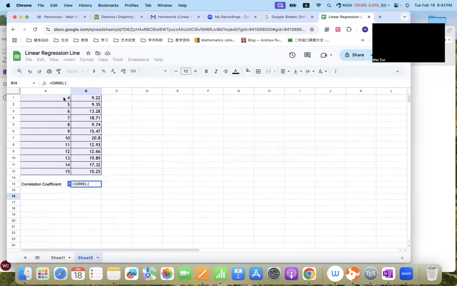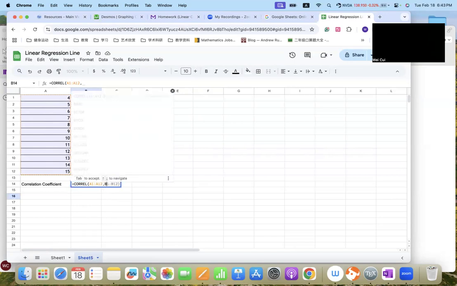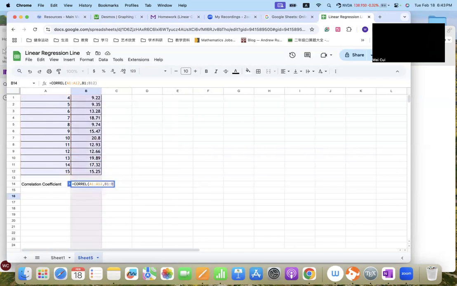Now my data, the X values are saved from A1 to A12. So A1 colon A12 and a comma. And then I want to enter where the Y values are saved. They are saved from B1 colon B12, and press enter. Okay, so this is the coefficient for this data.